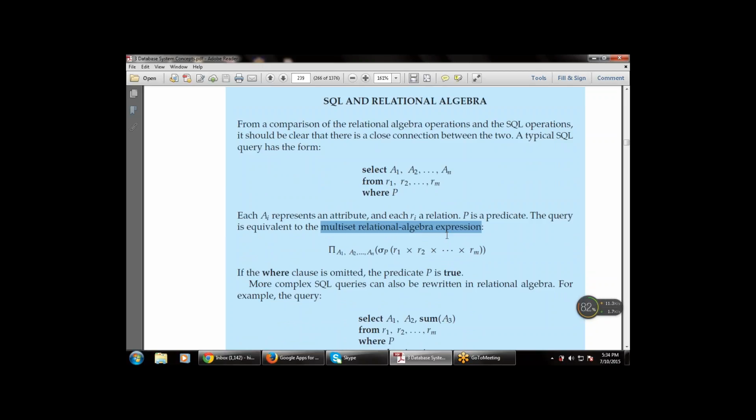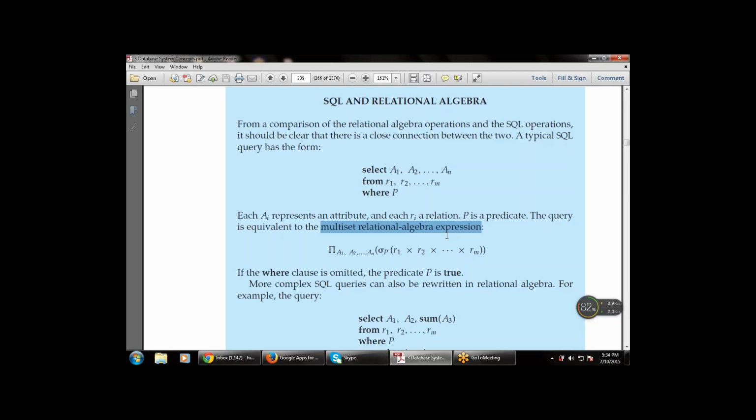This SQL query is very similar to the multiset relational algebra expression pi A1, A2, up to AN, and a select operation is also used. If the where clause is omitted, the predicate P is true, meaning the omitted P has the value true.